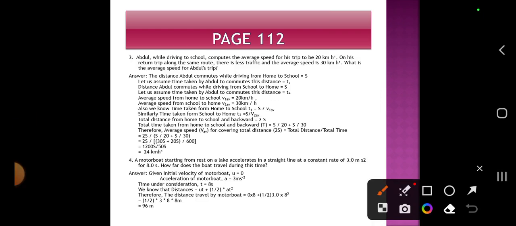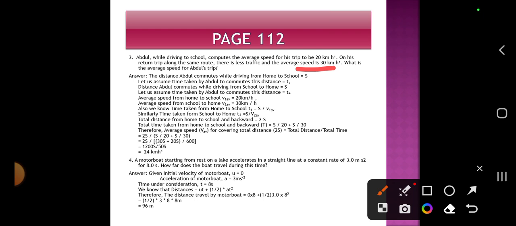Now Abdul, while driving to school, computes the average speed for his trip to be 20 km per hour. On his return trip along the same route, there is less traffic and the average speed is 30 km per hour. What is the average speed for Abdul's trip?